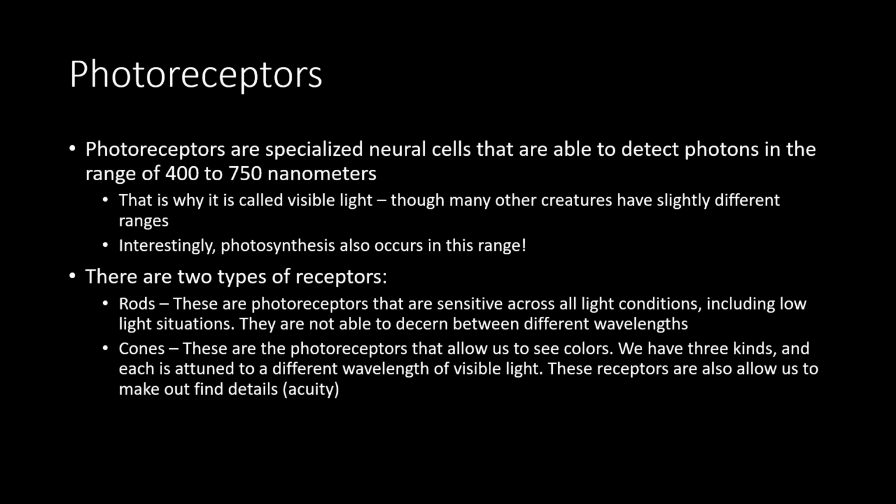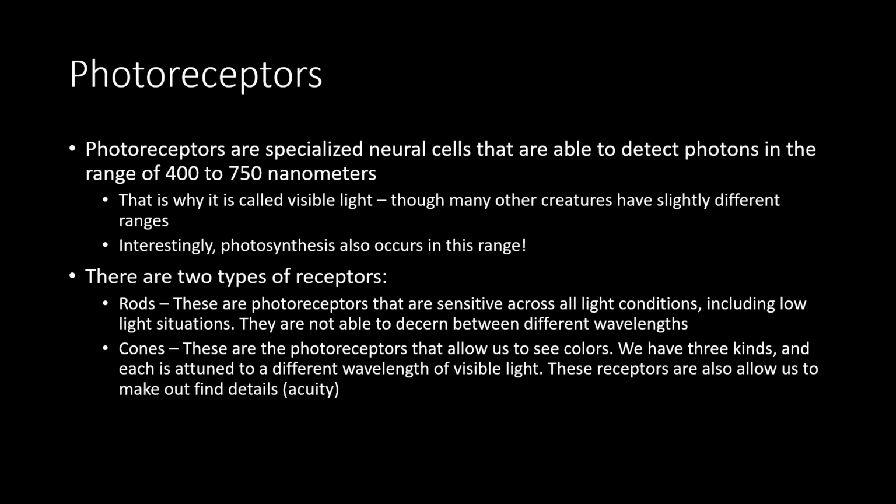Okay, there are two specific types of photoreceptors in the retina. They're the rods. These are photoreceptors that are sensitive across pretty much all light conditions, and they are also sensitive in very low light conditions, which the cones are not. They are, however, not able to discern the difference between different wavelengths and are thus not able to give us any information on color.